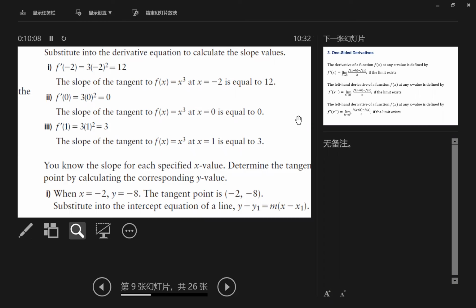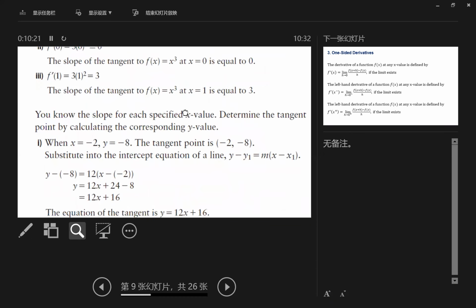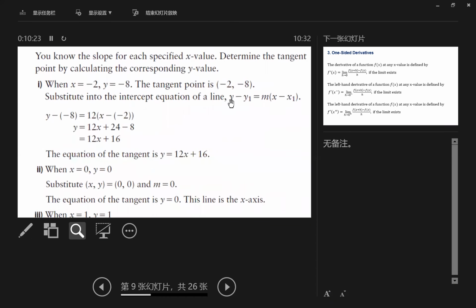Then, if you know the slope of a line and one point on the line, of course, you can write the equation of that line, right? For example, let's consider this first question. When x equals negative 2, first you can calculate the value of the function, y equals negative 8, right? Just insert x equals negative 2 into that expression. Then the tangent point is (negative 2, negative 8).